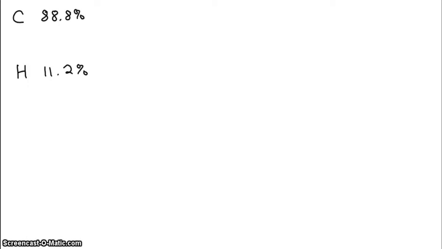Part A says we need to find the empirical formula. To do that, we're going to use the percent mass by composition that's given to us in the problem. We're going to assume that we have 100 grams of sample, so 88.8% of carbon would be 88.8 grams, and then we would also have 11.2 grams of hydrogen.